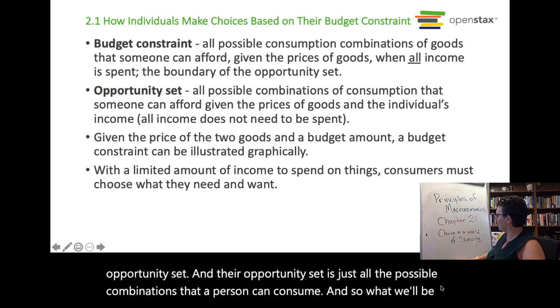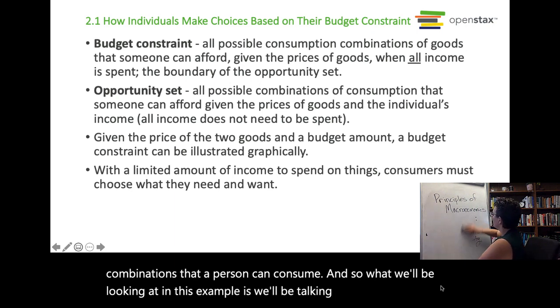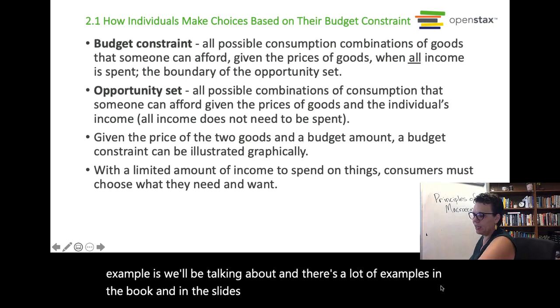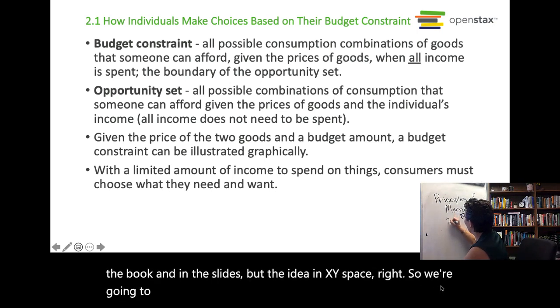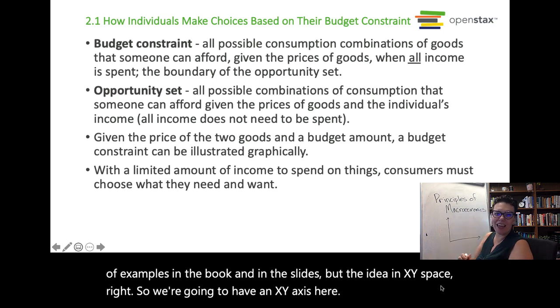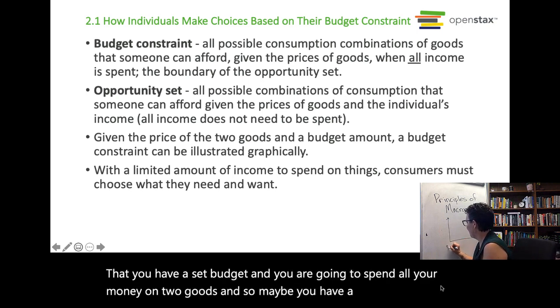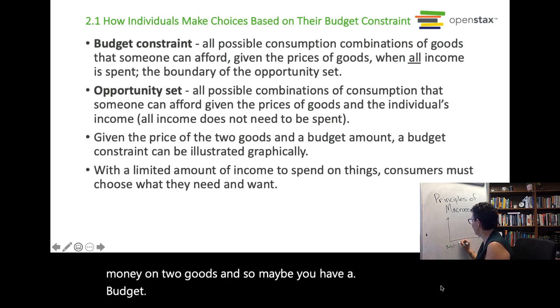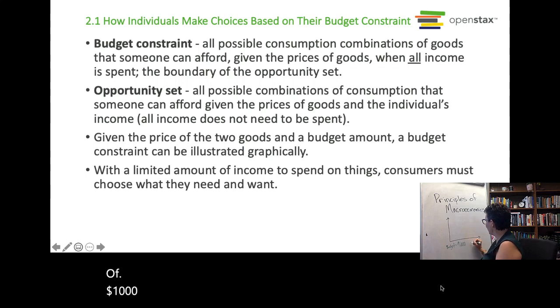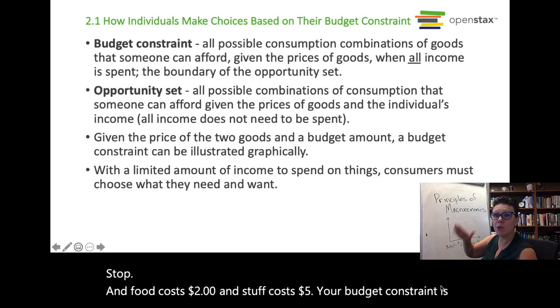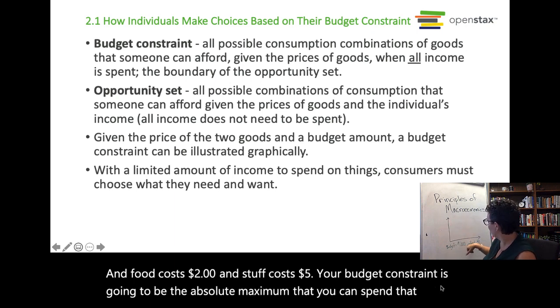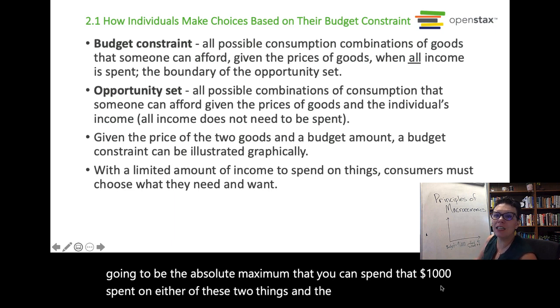And so what we'll be looking at in this example, and there's a lot of examples in the book and in the slides, but the idea in XY space, right? So we're going to have an XY axis here, that you have a set budget and you're going to spend all your money on two goods. And so maybe you have a budget of $1,000 and you can buy food or stuff. And food costs $2 and stuff costs $5. Your budget constraint is going to be the absolute maximum that you can spend, that $1,000 spent on either of these two things, and the opportunity set is going to be every combination beneath it.